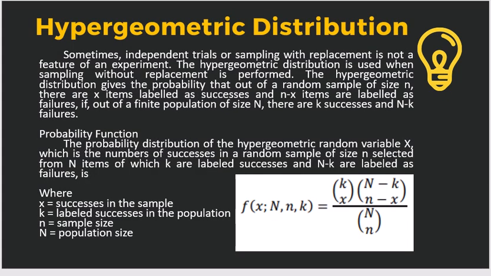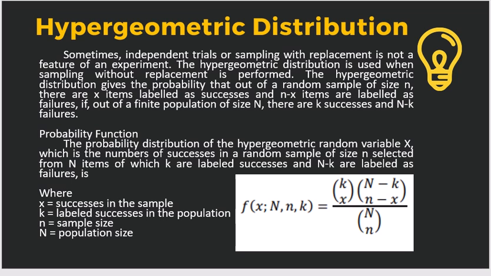So, let's have the hypergeometric distribution. Sometimes independent trials, or sampling with replacement, is not a feature of an experiment. The hypergeometric distribution is used when sampling without replacement is performed. So, the hypergeometric distribution gives the probability that out of a random sample of size n, there are x items labeled as successes and n minus x items labeled as failures, if from a finite population of size N, there are k successes and N minus k failures.